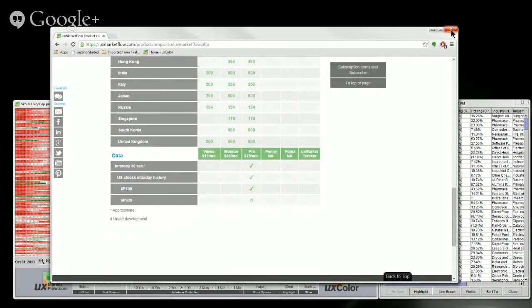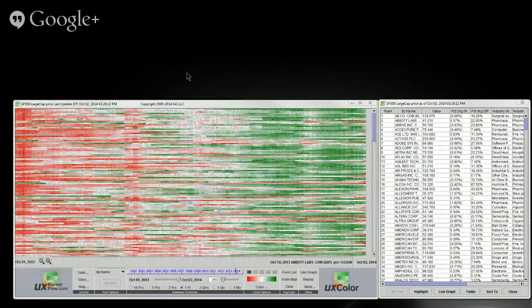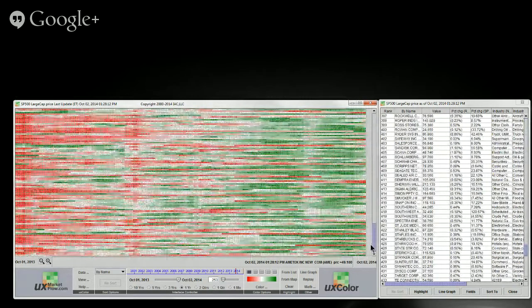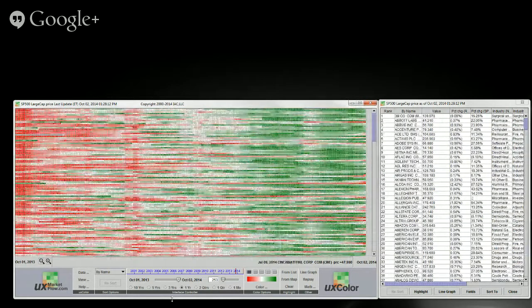Let me go out now, and we'll use uxColor, and we will explore what's going on in the markets. This is the time in the U.S. markets when the markets are dropping pretty severely. This is a UX Market Flow map. Pardon me. This is the SP 500. This is a map. Behind this are 500 rows, and now I'm scrolling up and down. That's effectively the data that's in 500 line graphs. And this is a 1-year interlace window, October 1st to October 2nd. Today is October 2nd, and this map was updated at 1:28.